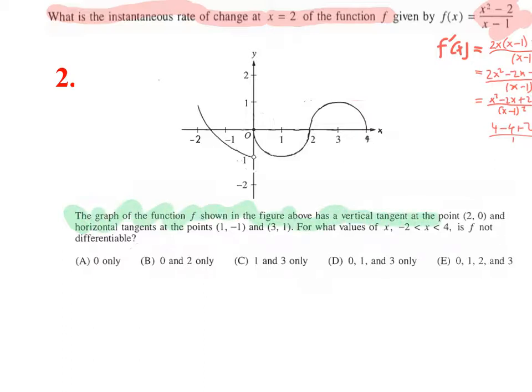Alright, the graph of the function f is shown in the figure above and has a vertical tangent at 0.20, which means that if you were to create a tangent line, it would be very vertical. And a horizontal tangent, that's when the slope equals 0. For what values of x between this interval is f not differentiable?